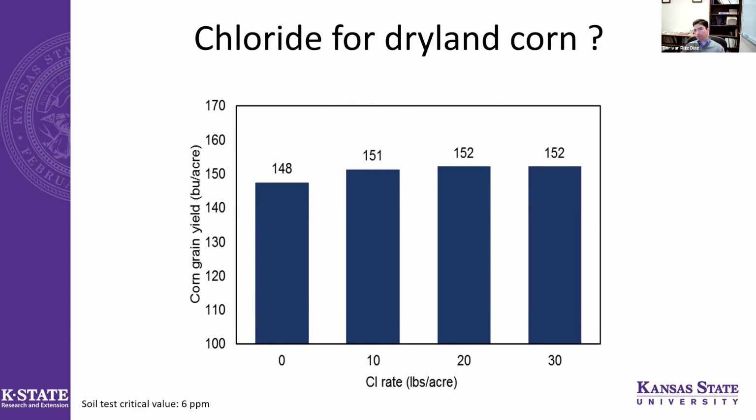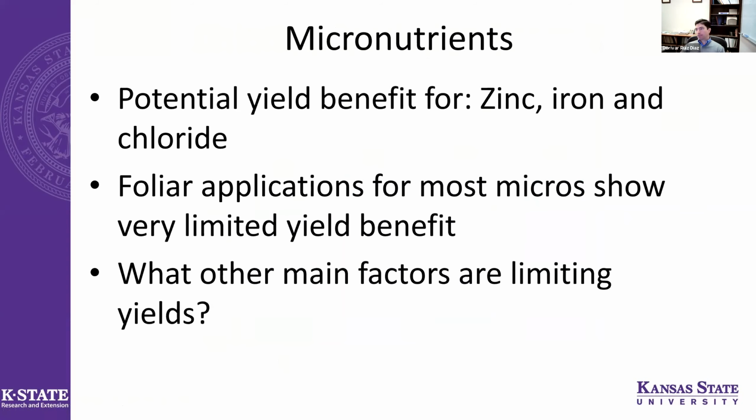But now as we go east, in central part of the state, is where we tend to see most of that consistent benefit to chloride for corn, sorghum, and obviously for wheat as well. Okay, so potential yield benefits from micros, definitely zinc, and I see many of you are including zinc as part of your fertility program. I think that's something that I will watch for very closely.